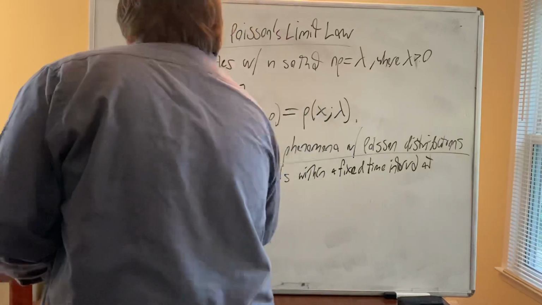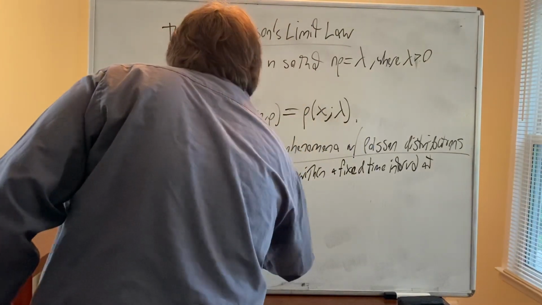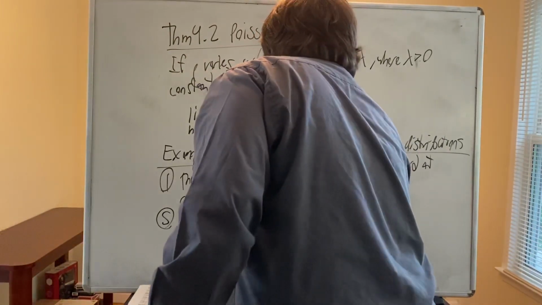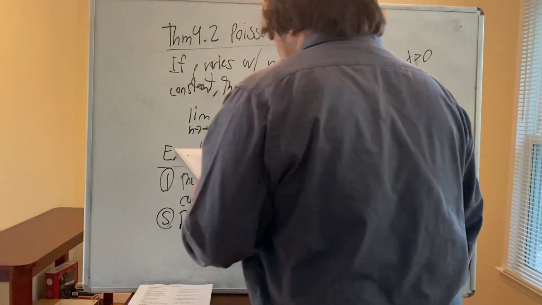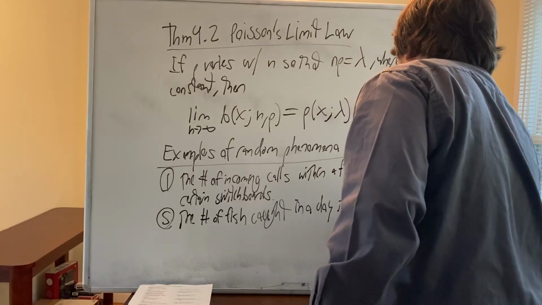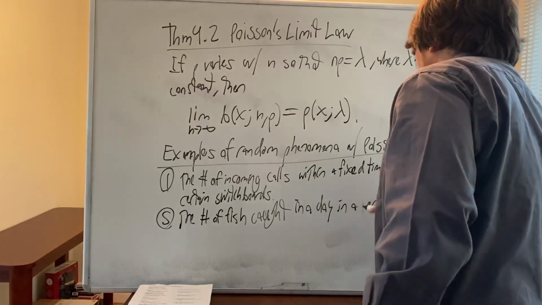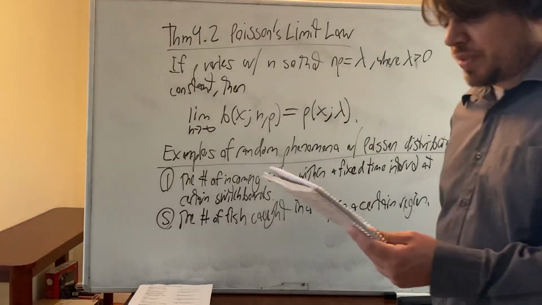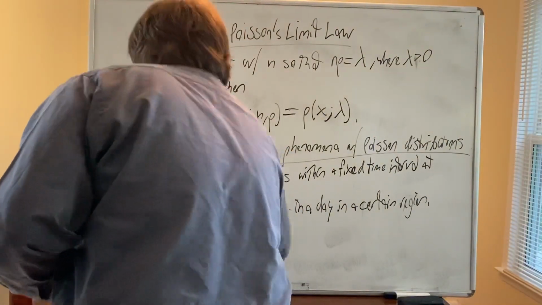Here's another example. In the book, this is the fifth example. The number of fish caught in a day in a certain region. Okay, so the number of fish caught in a day in a certain region, that would be a random phenomenon with a Poisson distribution. And this is example 11 in the section.